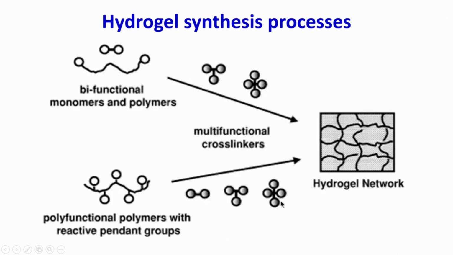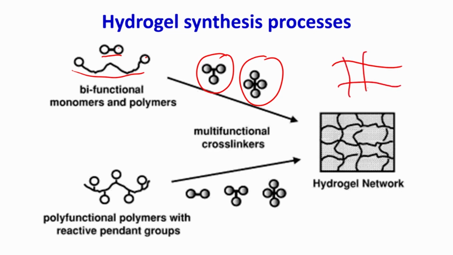So, here are some examples further. You can have bifunctional monomers or polymers. It could be either a monomer or a polymer, and then you mix it with some multifunctional cross linkers, and these will bind to different areas, and essentially you will have cross linking happening at all these places to form a mesh like structure, essentially giving rise to a hydrogel network.